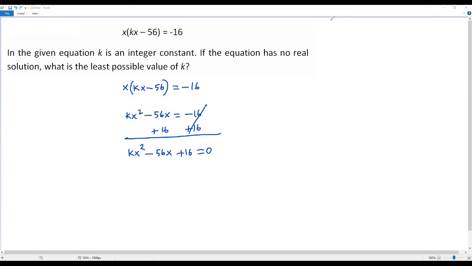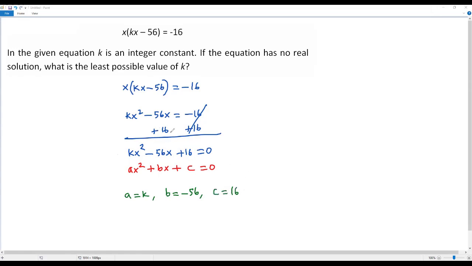Now I have the given quadratic equation in standard form, ax² + bx + c = 0. Comparing these two, what value do I get for a? For a, I get k, the coefficient of x². And b is the coefficient of x, which is -56, so b = -56. And c is the constant term, which here is 16.